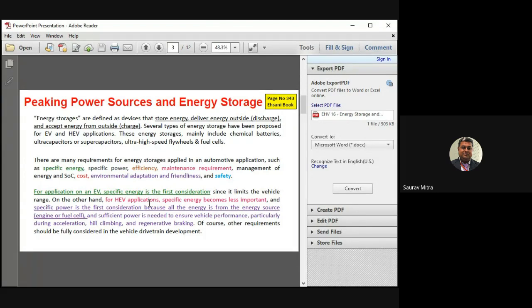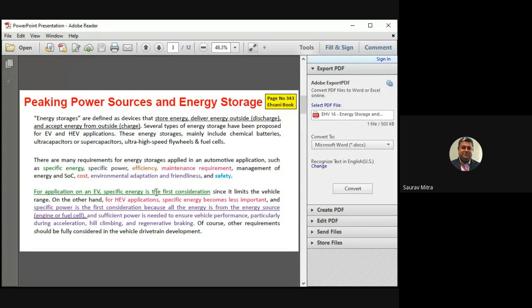What is meant by specific energy? For EV application, specific energy is the first consideration. For HEV application, specific power is the first consideration. You can write it down in your notebook. For EV, what we want is sources with high specific energy. For HEV, that is hybrid electric vehicle, we need sources with high specific power. So it is written here.